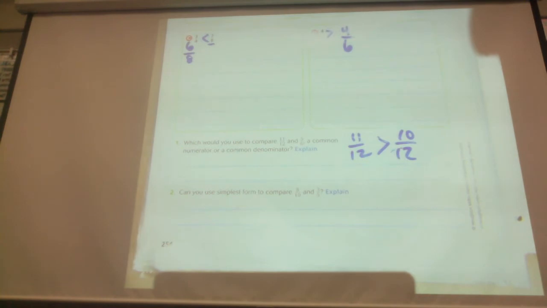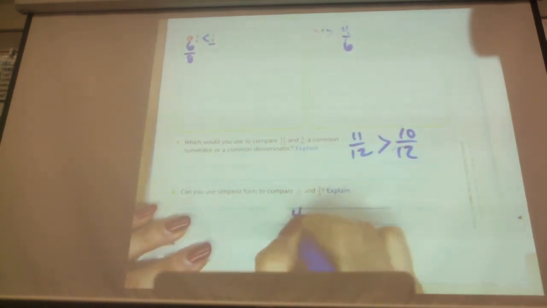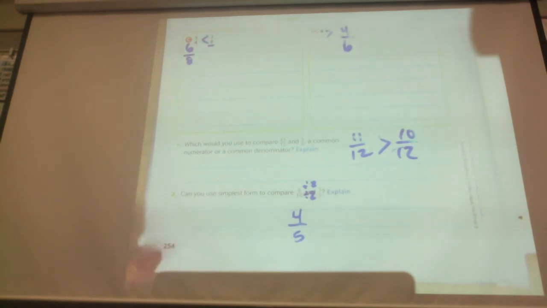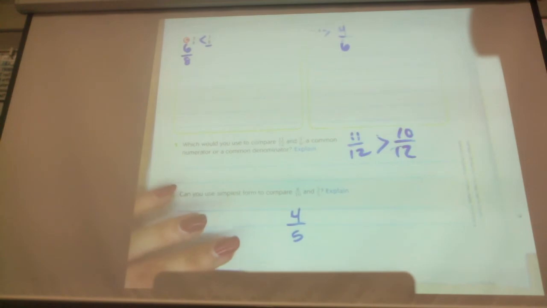Can you use simplest form? I want your pencils down. Can you use simplest form to compare 8/10 and 3/5? Which one is not in simplest form? 8/10. What is the simplest form of 8/10, Preston? 4/5. Remember, to go from 10 to 5, we would just say divided by 2. So then we do the top one divided by 2, which is 4/5. So can we use simplest forms to compare these?